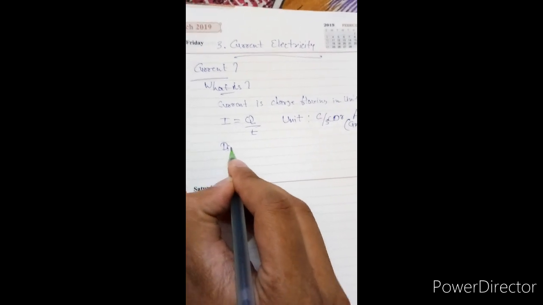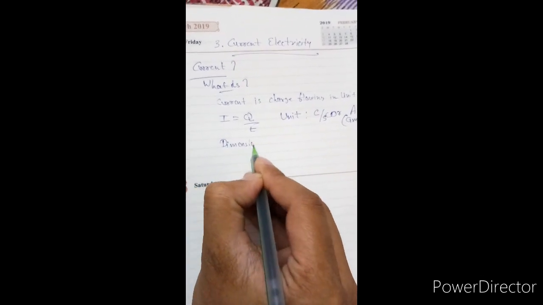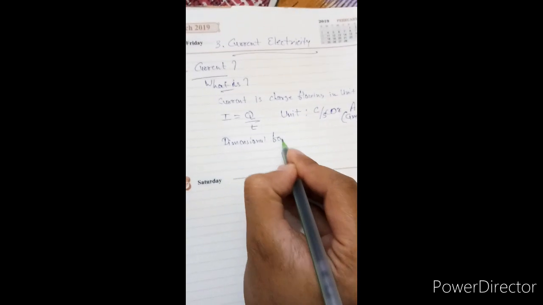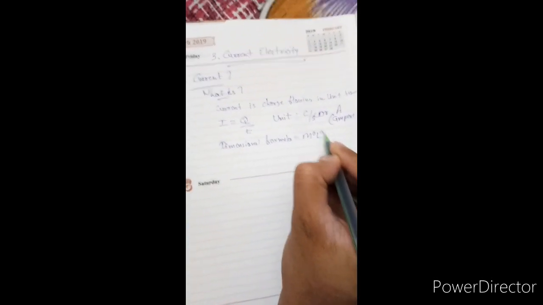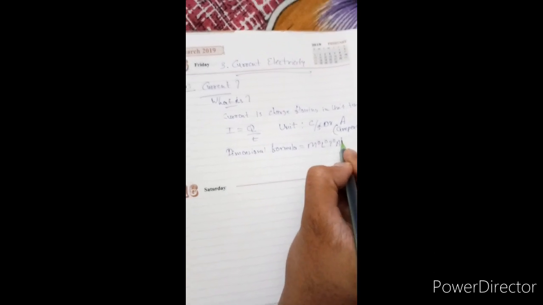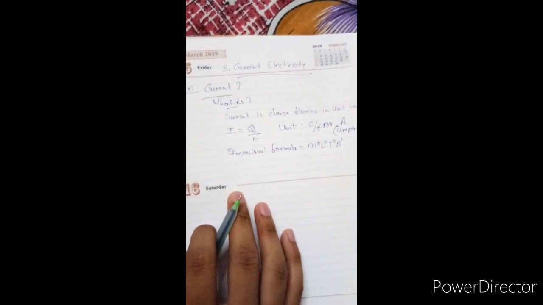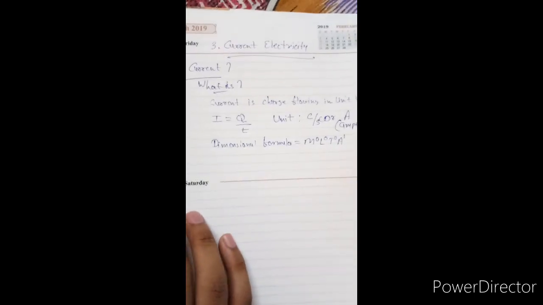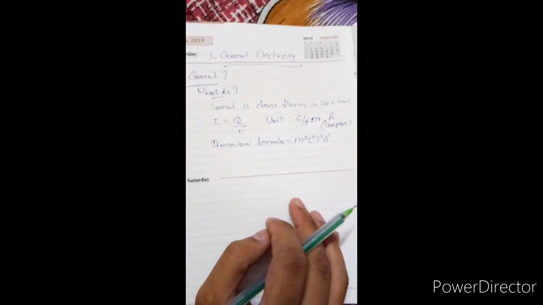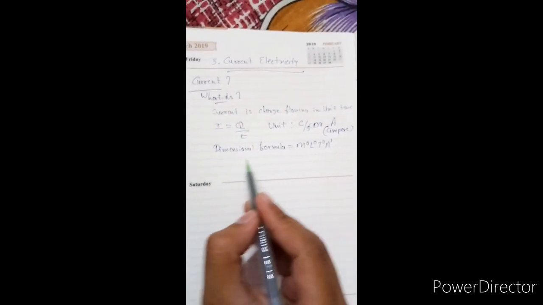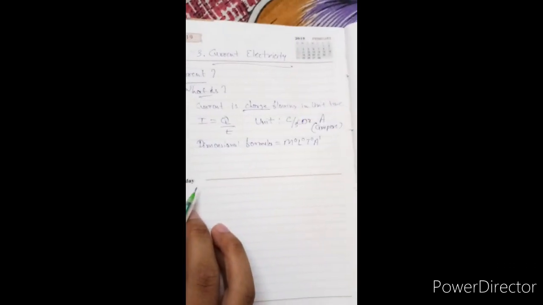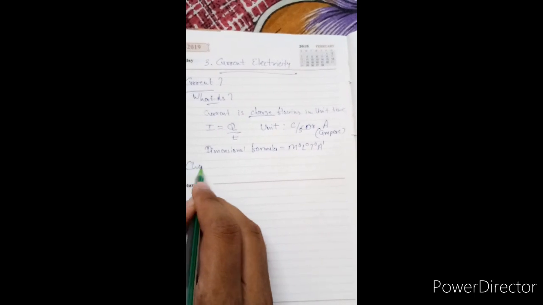Its dimensional formula is M0 L0 T0 A1. It is all about current. Now here one word came, which is charge. How can you define charge?